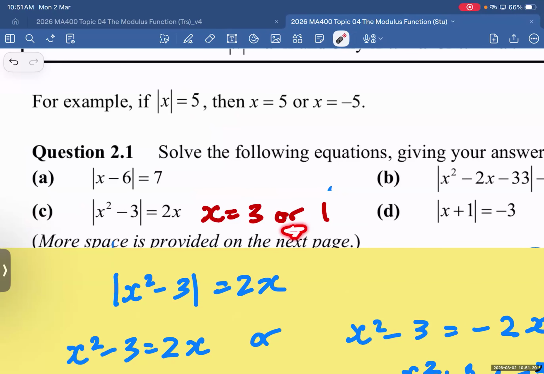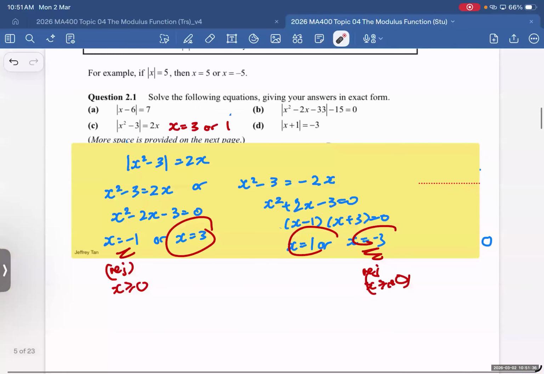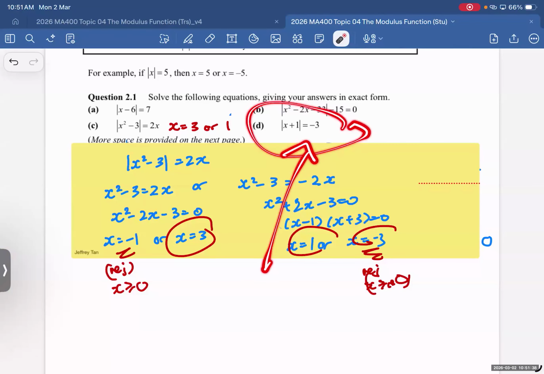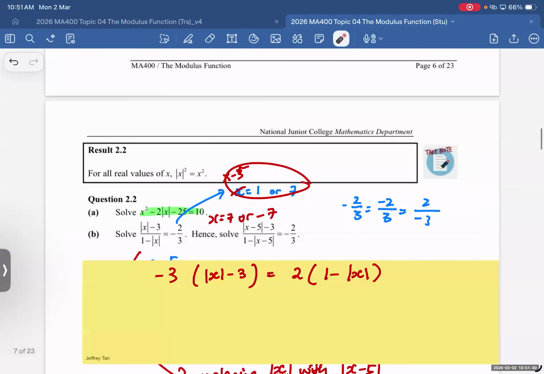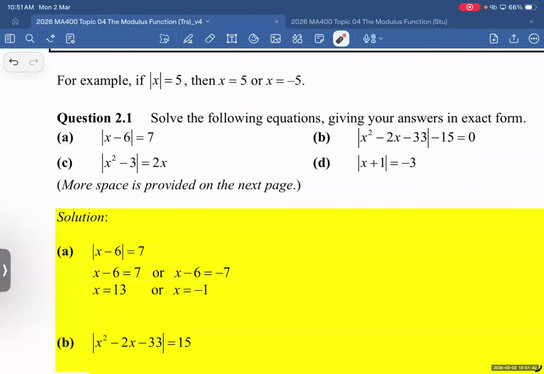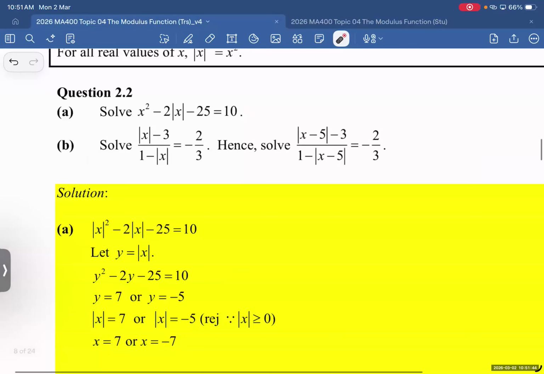Okay, then 2.1b has any answers? 2.1b basically has no solution. Okay, so I go on to 2.2. Now 2.2, if you take a look, you just need to solve it as per usual. So you solve it.